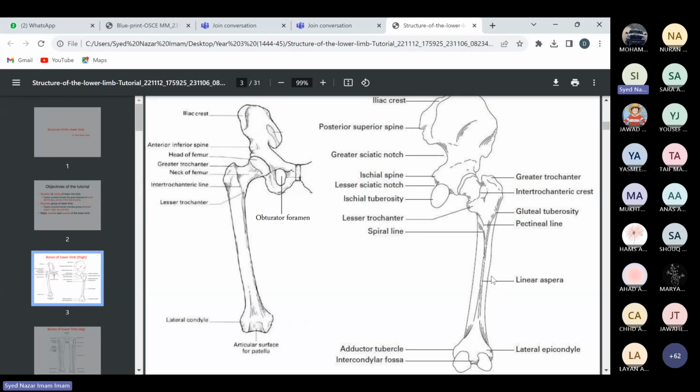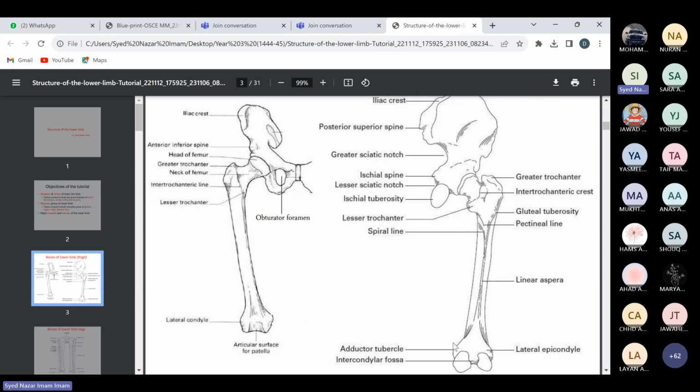We will come to know later what are the structures attached to the linea aspera. And then at the bottom, we have two condyles, medial condyle and lateral condyle. And when you follow the medial condyle, just above the medial condyle, we have one tubercle. And this tubercle is called adductor tubercle. This is on the medial side. So remember, the medial side muscles are coming here. This area is for the medial muscles.